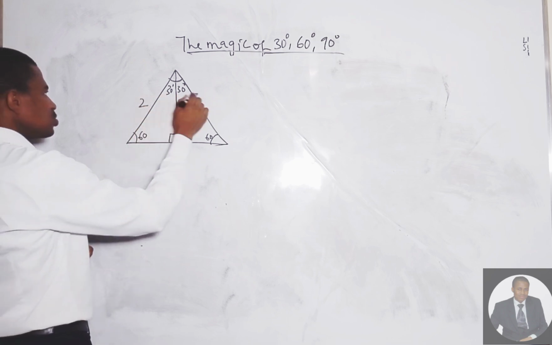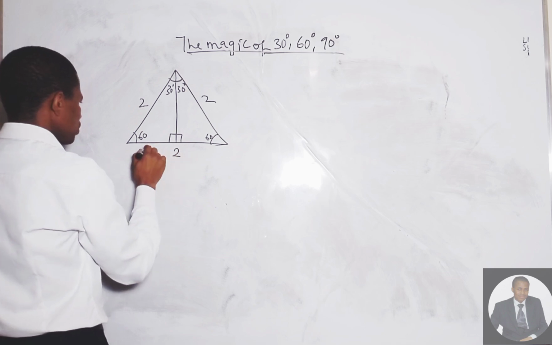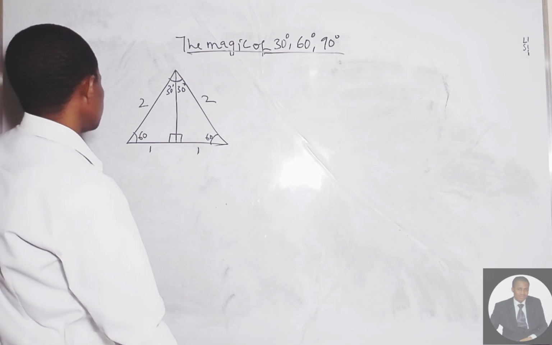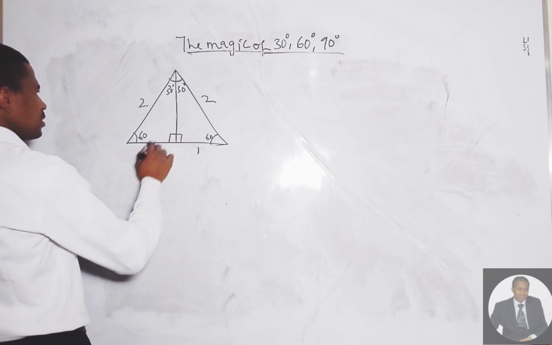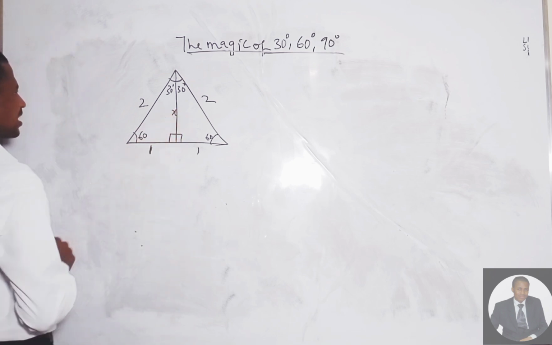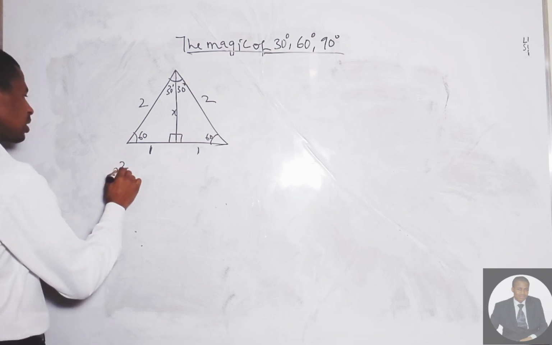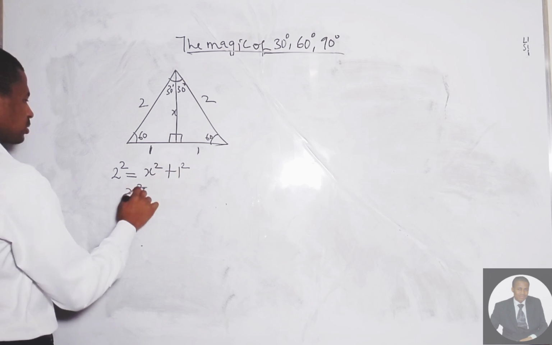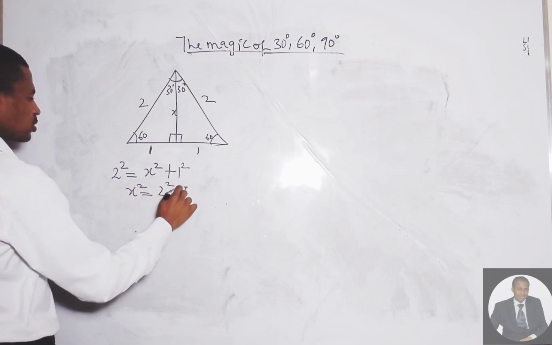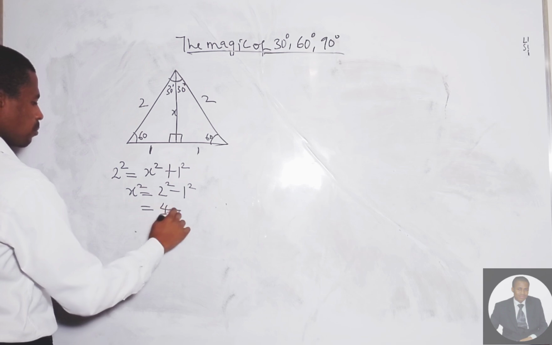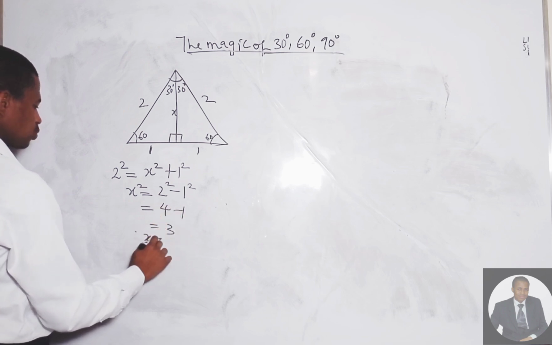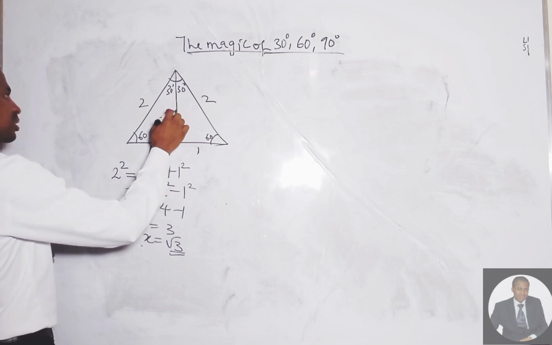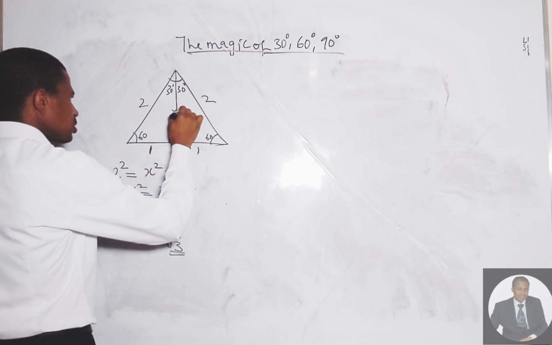Let's assume each side is 2, 2, 2. So this will give us 1, and this place will be 1. Then we want to look for x, the height. So we say 2 squared, which is the hypotenuse, equals opposite squared plus adjacent squared. So x squared will be 2 squared minus 1 squared. That will be 4 minus 1, and that will be 3. So x will be root 3. So it means that this height, opposite or adjacent, whatever it is, is root 3.